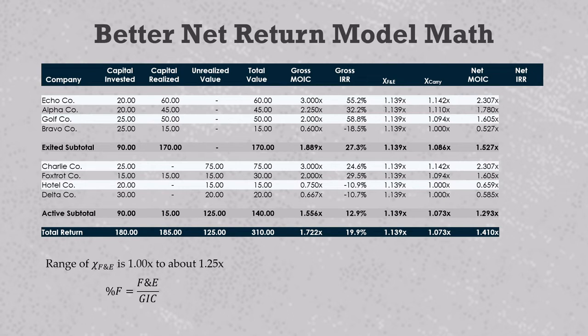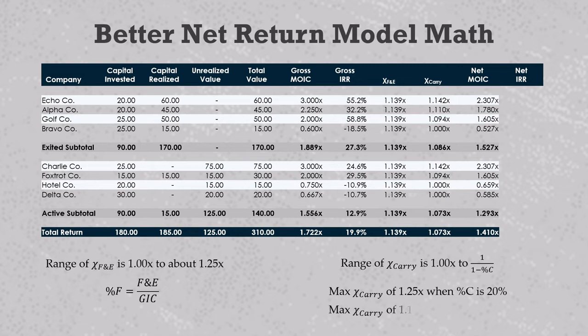The carry multiplier ranges from 1x to 1 over 1 minus %C. These are both mathematical limits. The lower bound of 1.0x means there's no such thing as negative carry, and the upper bound is a mathematical limit of the gross multiple going to infinity. It says that the carry multiplier for a fund with 20% carry would max out at 1.25x, and the multiplier for a fund with 10% carry would max out at 1.11x. In practice, you'll rarely see a deal that gets near the max. That's reserved for gross multiples of 20x or higher. In the table above, we see carry multipliers getting up to around 1.14x for a 3x deal. So this works really well.